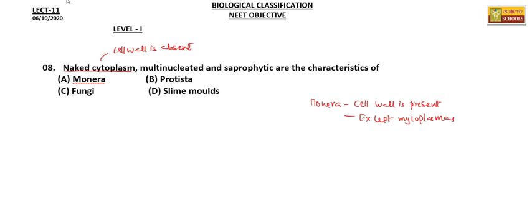Then coming to Protista, not all protistans have a cell wall. Some of them will have a cell wall and some will not. Then in case of fungi, the cell wall is also present. And in case of slime molds, there is no cell wall.